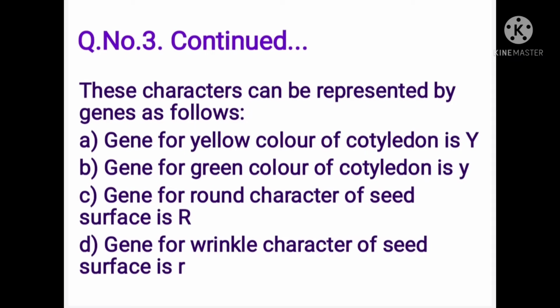A, the gene for yellow color of cotyledon, is capital Y. B, the gene for green color of cotyledon, is small y. C, the gene for round character of seed surface, is capital R, and D, the gene for wrinkled character of seed surface, is small r.